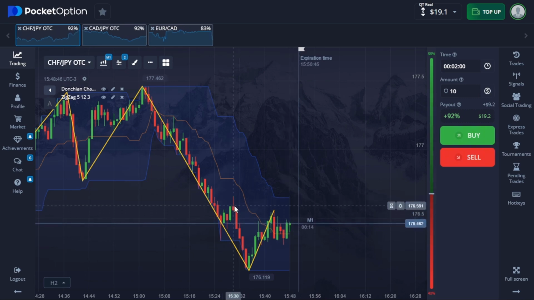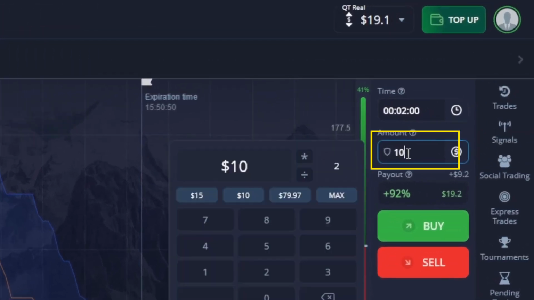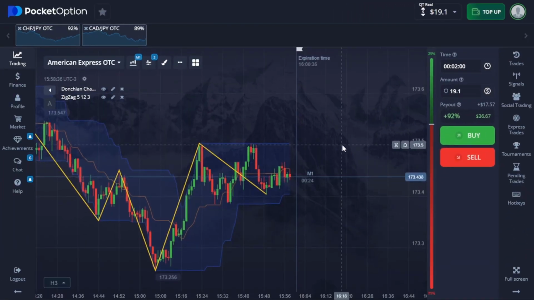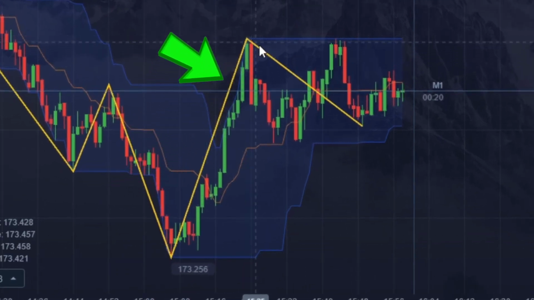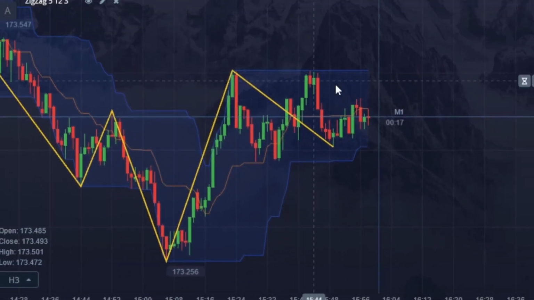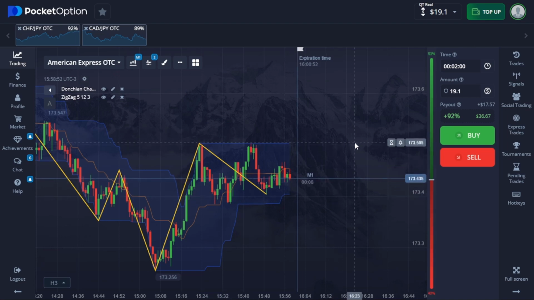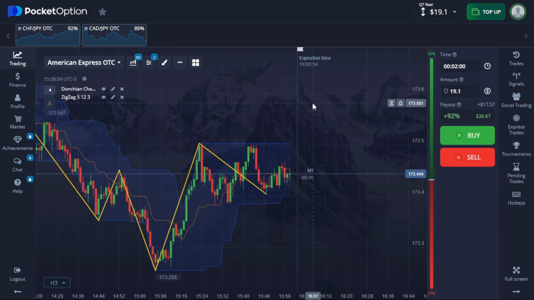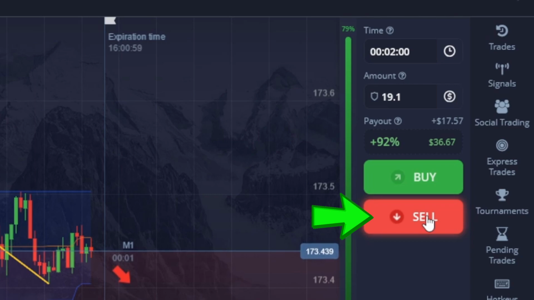Now I look for another entry with an amount of 1910 to see if the second entry is successful. Here I have a potential entry. The price is rising in this wave and retests, but doesn't break this point. The price attempts to cross the middle line of the Donchian channel, despite showing a flat pattern with the main indicator bearish. So I enter a 2 minute short on the American Express pair and see if this strategy works. I entered 2 minutes because the middle line indicates the bearish move.